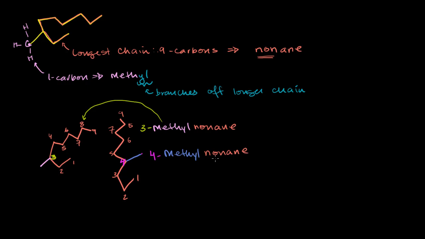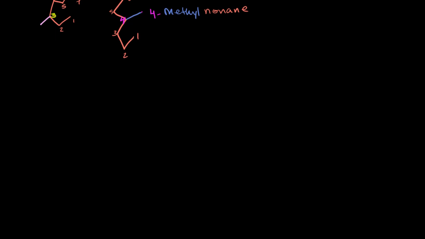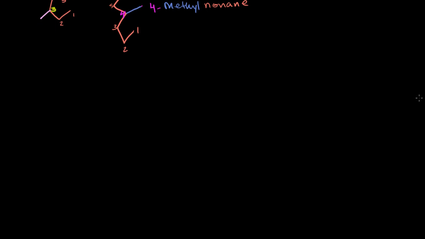4-methyl nonane. Now let's go the other way around. Let's say we start with the name and we want to figure out its formula. And hopefully this gives you a good understanding of how things will get more complex. And over the next few videos they'll get more and more complex. But you'll see it's all at least reasonably logical.